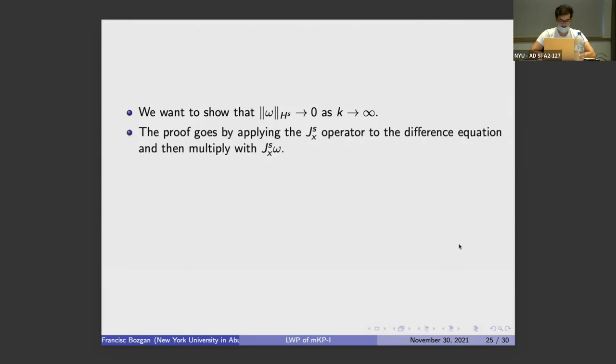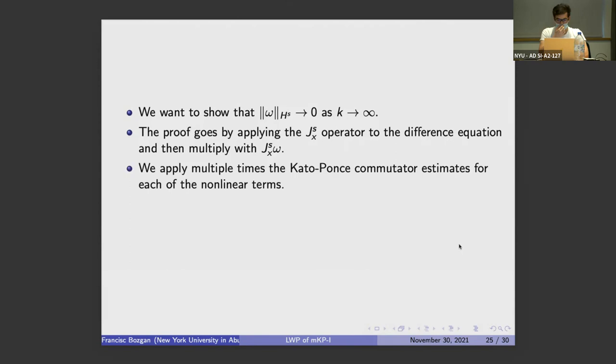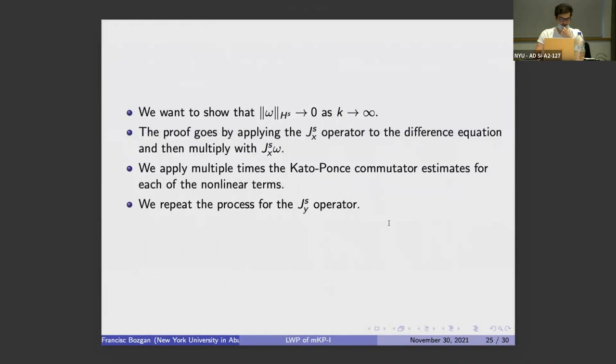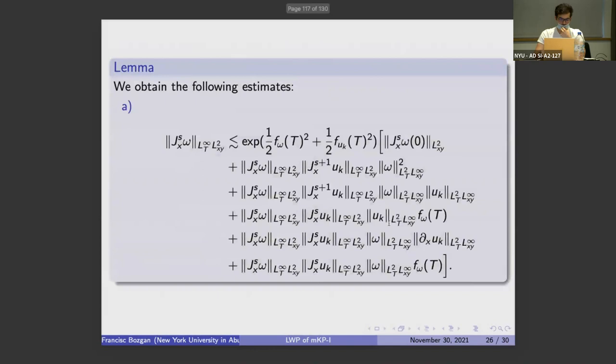The proof goes as follows. We apply the J_x^s operator to the difference equation, and we multiply by J_x^s of omega. Then, using integration by parts and multiple times the cutoff commutator estimates, we get estimates for each nonlinear term. We have here 1, 2, 3, 4, 5 nonlinear terms, so we have to do this for all of those. We repeat for the y operator, J_y^s. And we get these very crazy estimates because we have a lot of nonlinear terms.